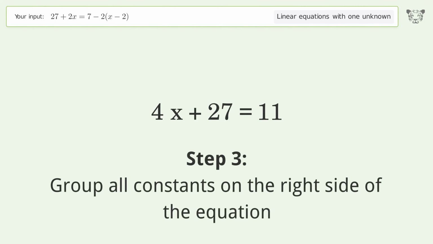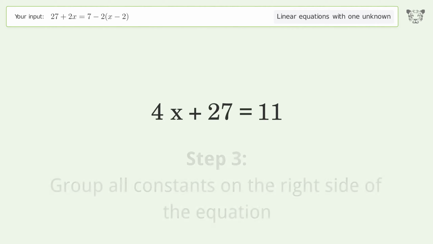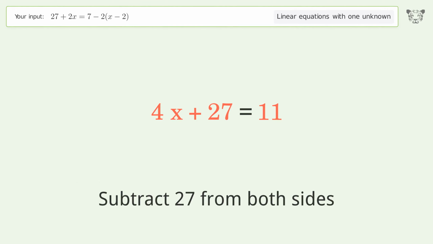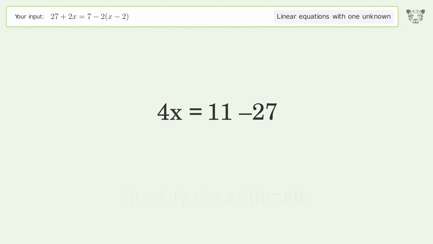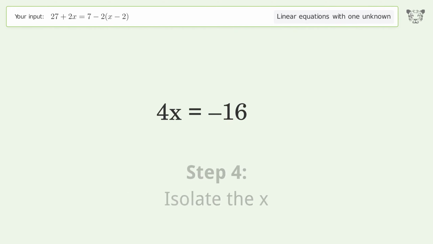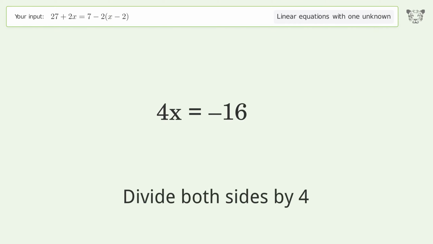Group all constants on the right side of the equation. Subtract 27 from both sides. Simplify the arithmetic. Isolate the x. Divide both sides by 4.